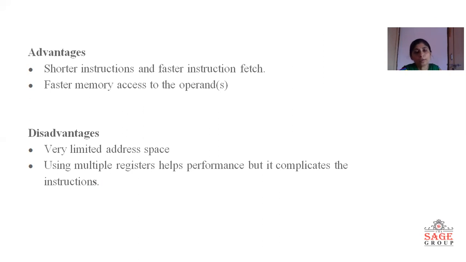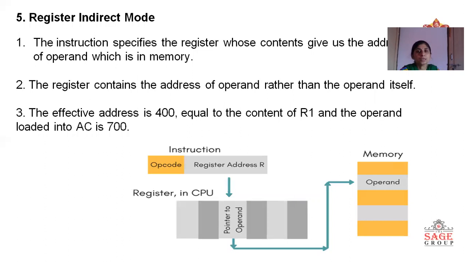The advantage is shorter instructions, faster instruction fetching, and faster memory access to the operand. But the disadvantages are very limited address space, and using multiple registers helps performance but complicates the instruction. Definitely, if there are multiple registers, it is complicated to retrieve that particular operand.